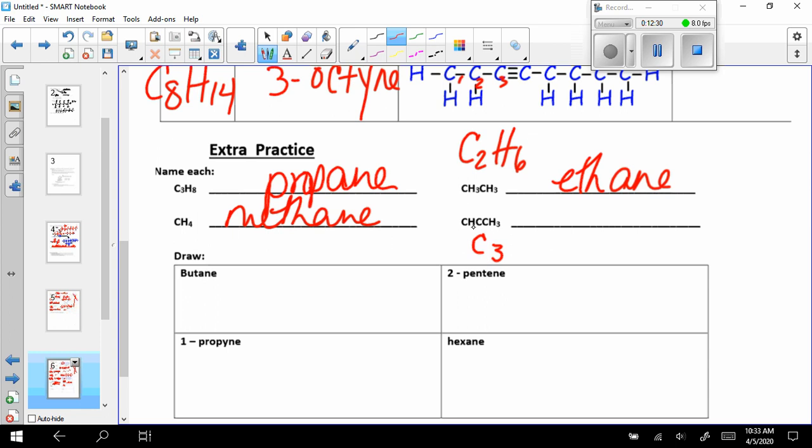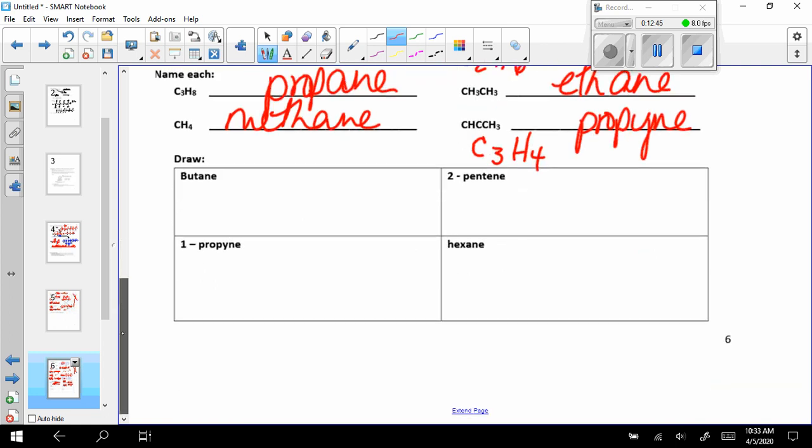3 carbons. Ooh, so that's double it minus 2. So that tells me this is an ine. 3 is propyne. All right, draw.